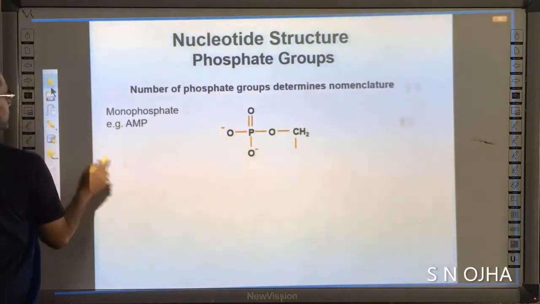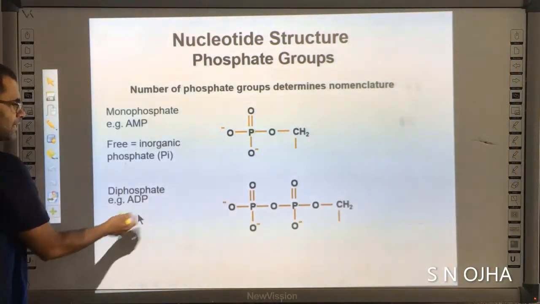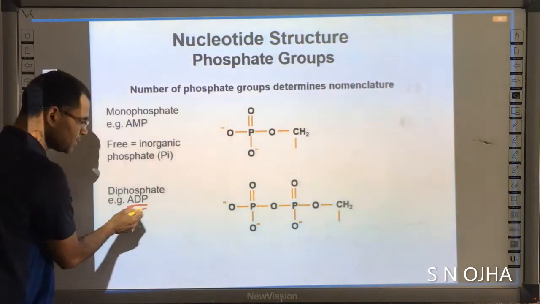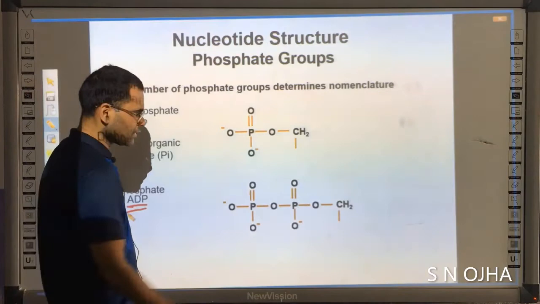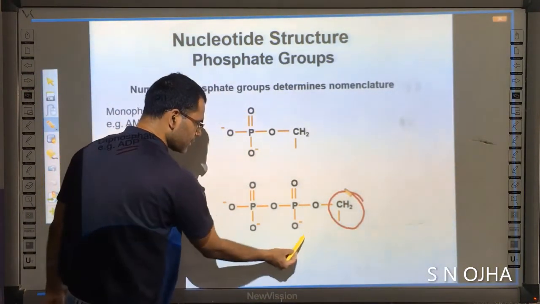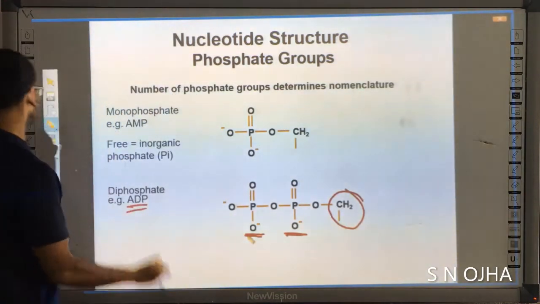If two phosphorus groups are there, that is called diphosphate. Famously, we all know about ADP, adenosine diphosphate. Again, this is the sugar molecule, this is the carbon of a sugar molecule, and you will find one phosphorus here, another phosphorus here, that is 2 phosphorus.